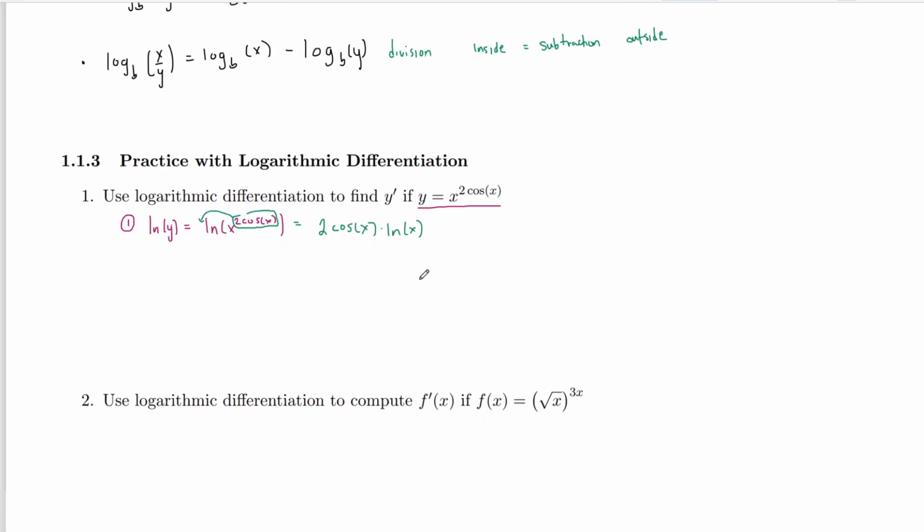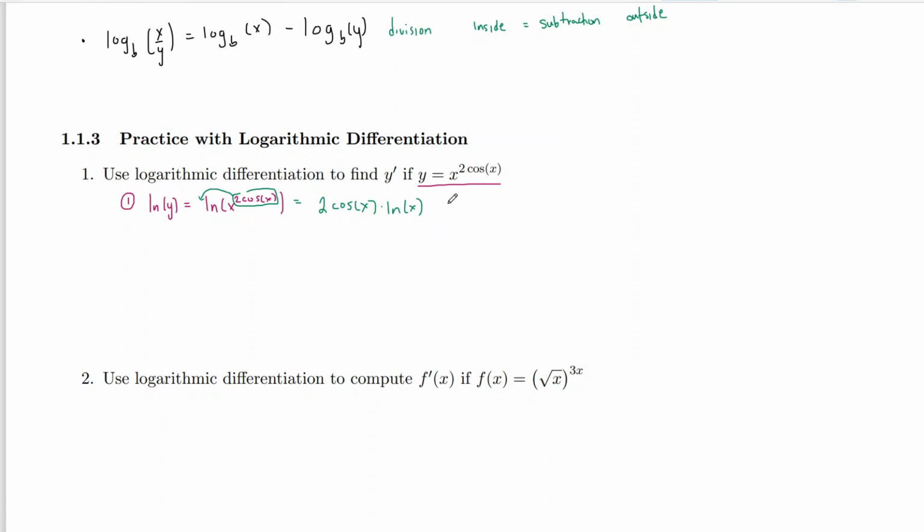Now keep in mind, we've only done algebra here. We have not done any derivative rules. And what I want to go ahead and do is rewrite the equation we currently have. We have the natural log of y equals 2 cosine of x times the natural log of x.